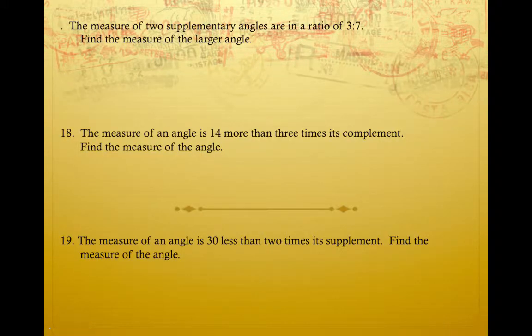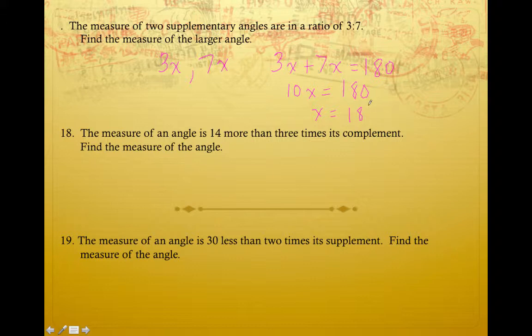Okay. The measure of two supplementary angles are in a ratio of 3 to 7. We want to find the measure of the larger one. So we've got 3x and 7x, and we don't know what that x is. We just know that when we reduce the fraction, we got 3 to 7. But they're supplementary, so that makes a straight line. So 3x plus 7x equals 180 degrees. So 10x equals 180, that's just adding those.